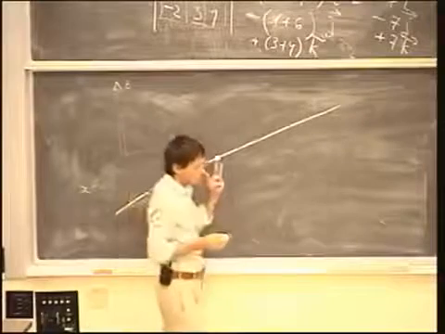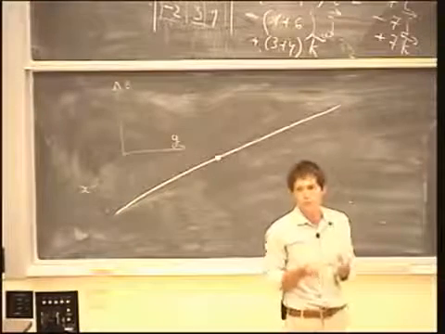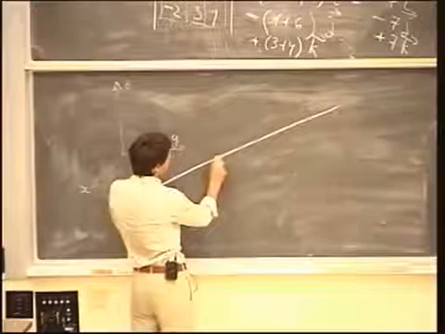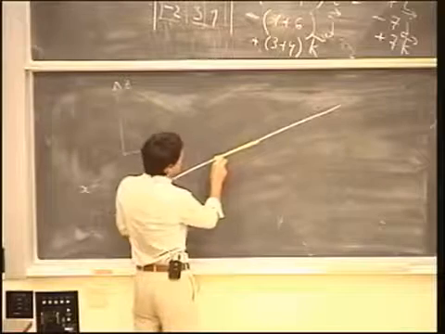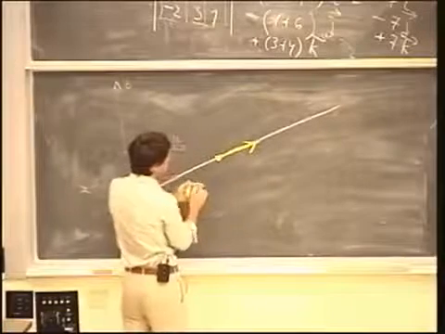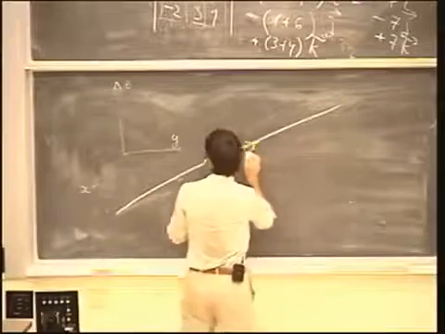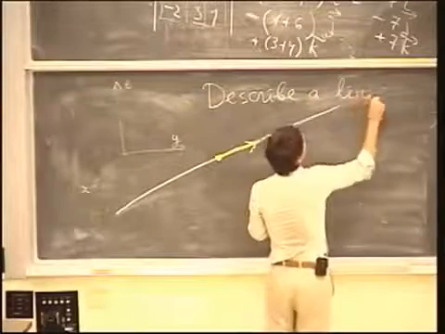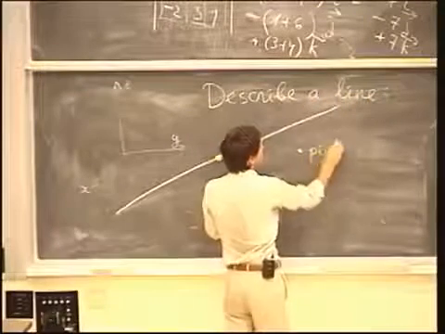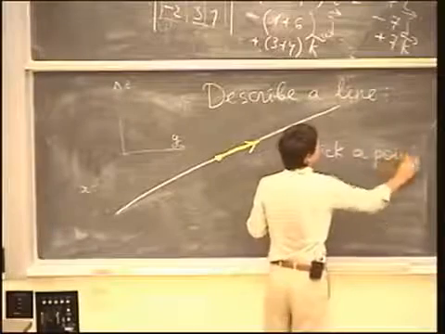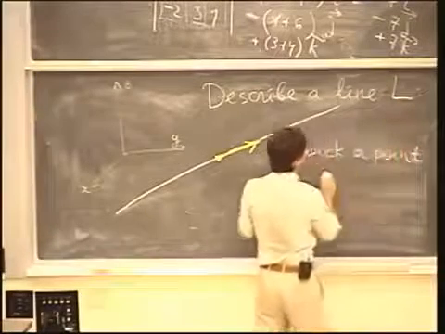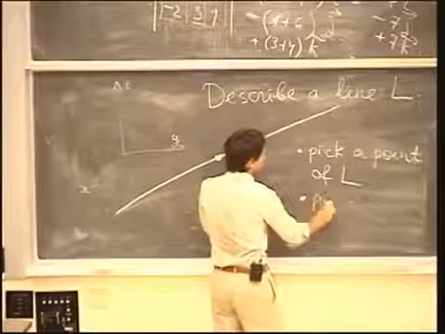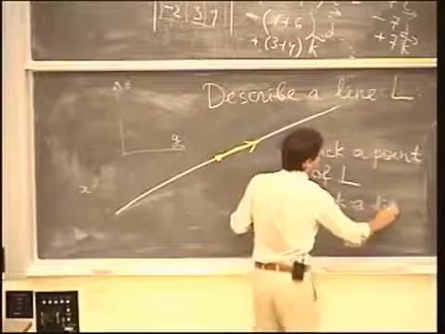Right? And directions we have now learned to describe in terms of vectors. So what I'm saying is that in order to describe a line, it is sufficient to pick a point, let's call the line L. Pick a point of L. And second, pick a direction vector.